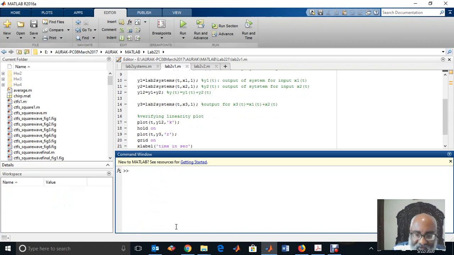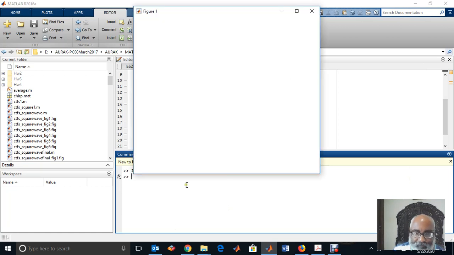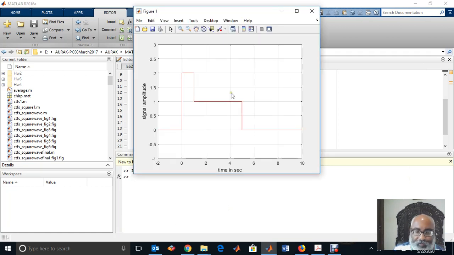Okay, what's the name of the script file? lab2v1. Okay, so run it. It's running now. Now we have output here. See, this is the output. You only see one graph, red color. Where is the black? The red becomes on top of the black. That's why we cannot see it.